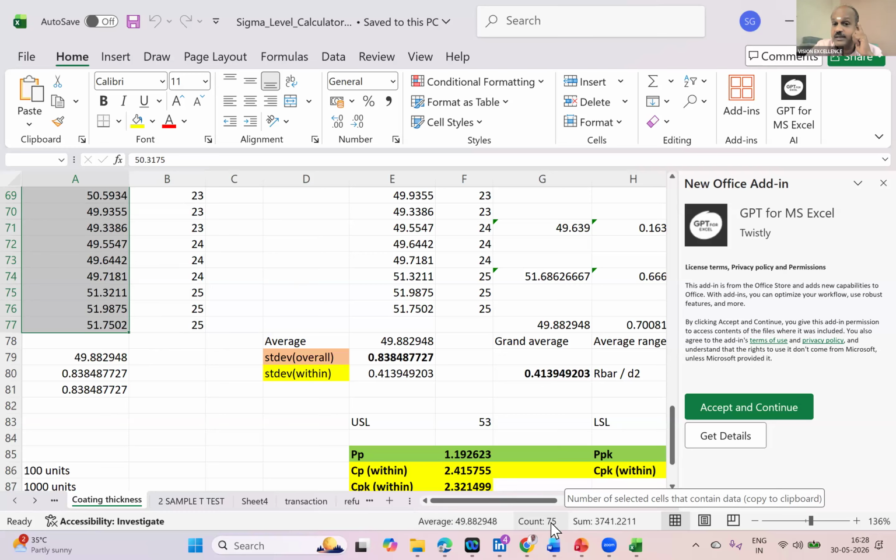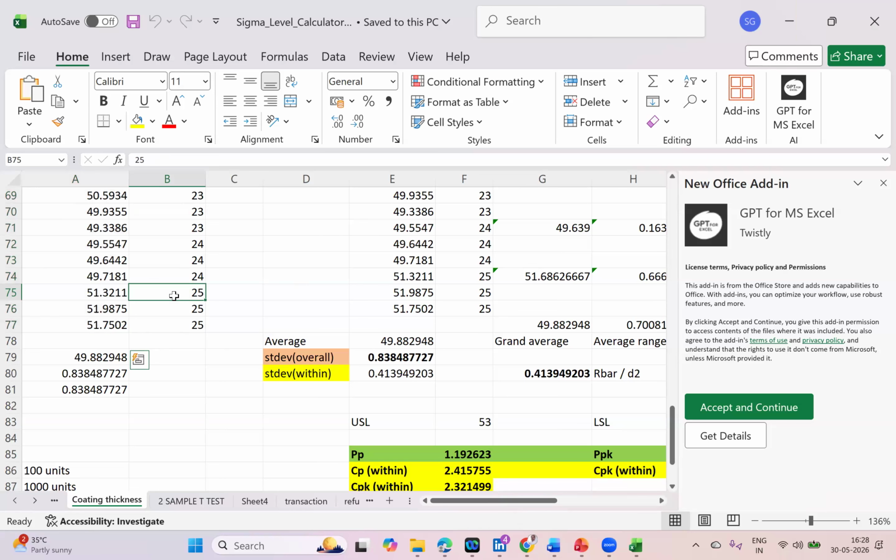So for Ppk, n is 75. But for Cpk, what is your n? 3. Because in every subgroup you have only taken 3 samples. For Cpk, sample size is equal to subgroup size. For Ppk, n is equal to total number of samples. Are you with me, all of you? If you have all this clarity, your calculations can be more realistic, and you will understand what you want. Otherwise, it will be a complete chaos.